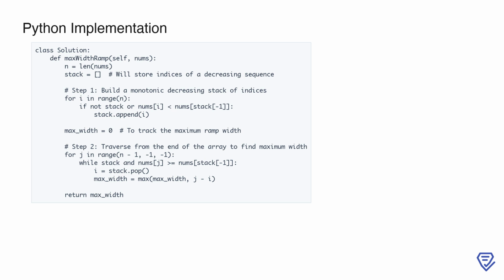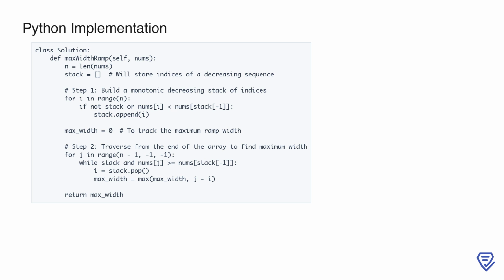2. Step 1. Build the monotonic decreasing stack. Iterate through the array from left to right, i ranges from 0 to n-1. Push indices onto the stack only if the current value nums[i] is less than the value at the index on top of the stack. This ensures the stack remains monotonic decreasing. The stack will now contain indices of a decreasing sequence of elements in nums.